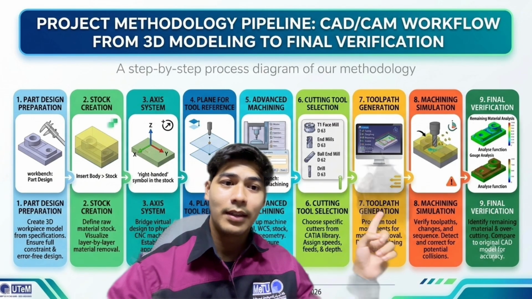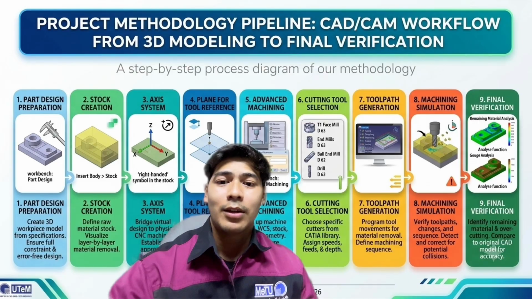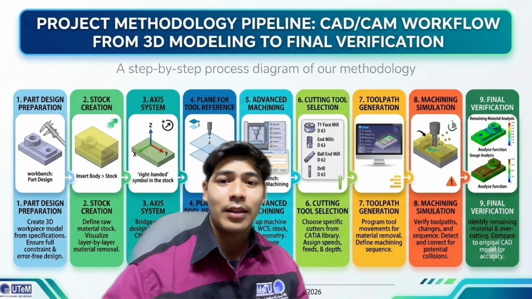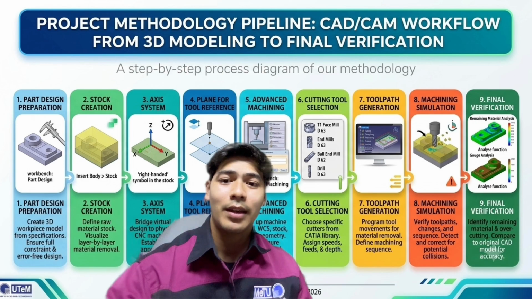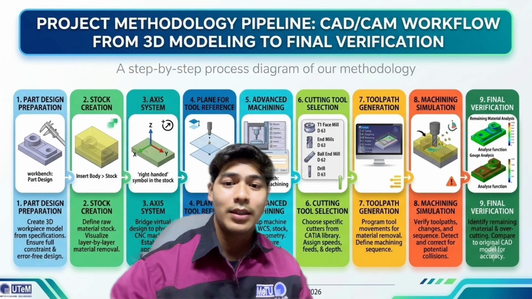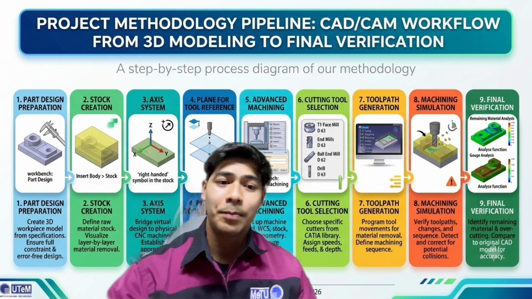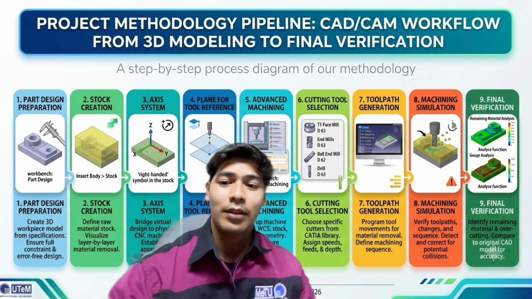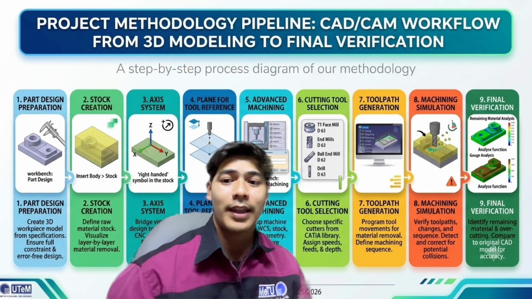And lastly, final verification. We evaluate the machining result using CATIA's analysis tool. We perform remaining material analysis to identify any material left after machining and gauge analysis to detect overcutting or tool interference. The machined model was then compared with the original CAD model to verify dimensional accuracy and confirm that the machining process was successfully completed. So that concludes the methodology of our CAD CAM project.